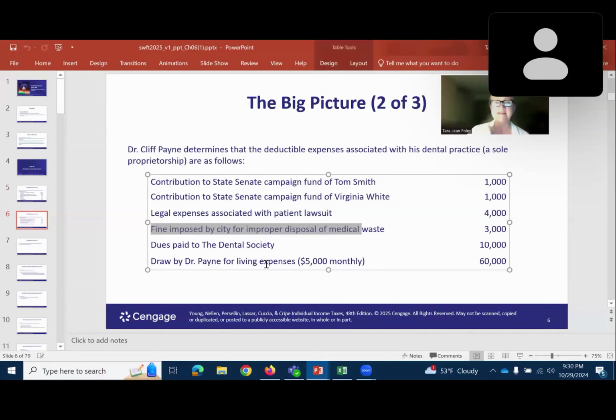Well, then when you draw down on the business, some of that's taxed and some of it's return of investment, right? We've talked about that before. So how much of this draw of 60,000 is a return on investment, and how much of it is earned after the return on investment has been paid out?